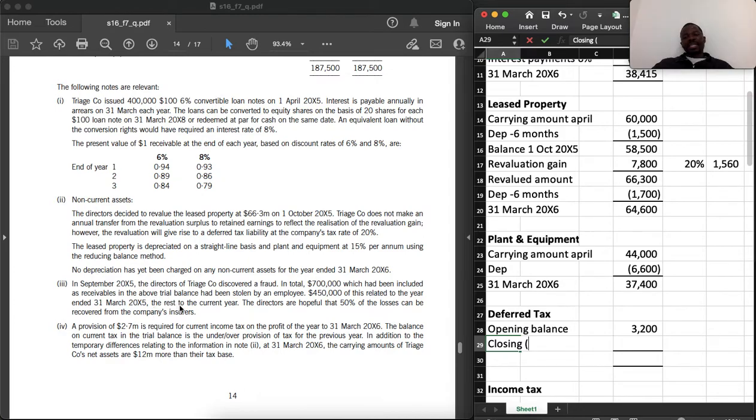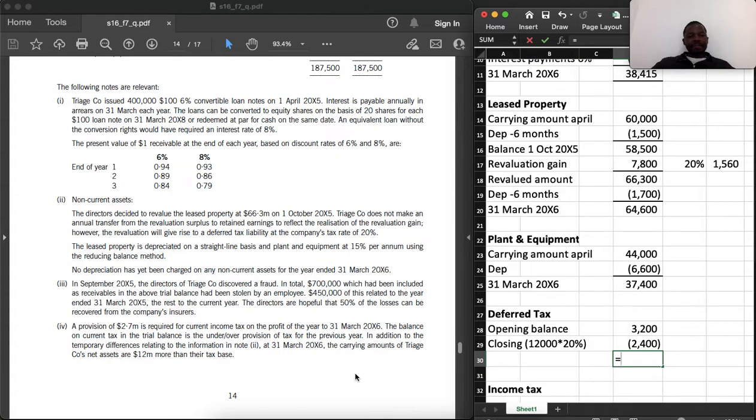We have skipped note number 3. Our closing balance will be taken from note number 4, which says in addition to the temporary differences relating to information in note number 1 that we have calculated for 1.5, at 31 March, the carrying amount of Triange's cost assets are 12 million more than their tax base. So we'll say 12,000 multiplied by the tax rate of 20%, like that. This is our closing. We get 2.4.